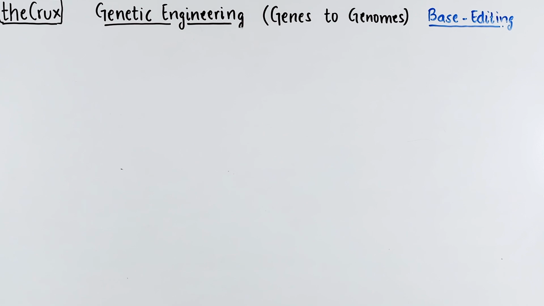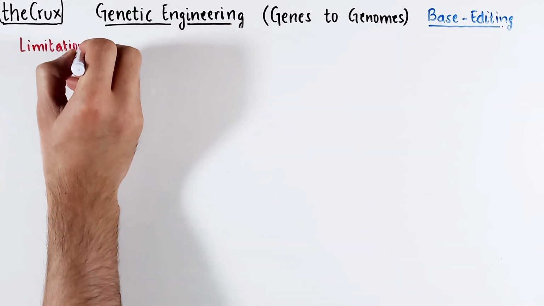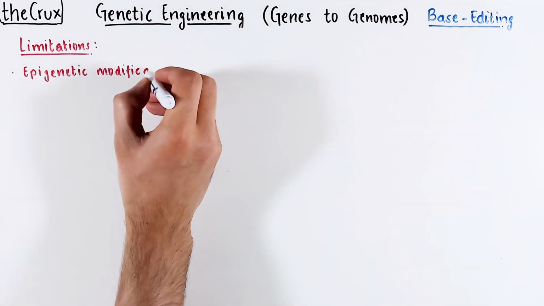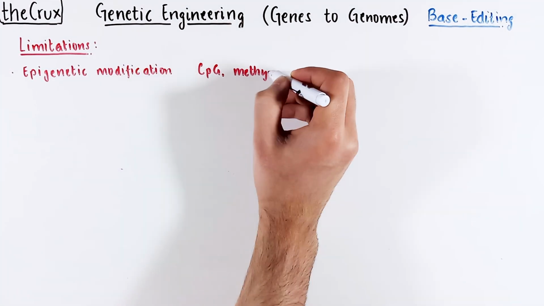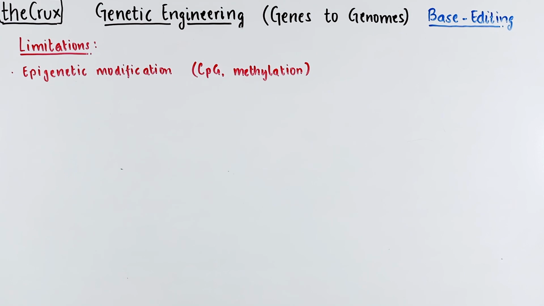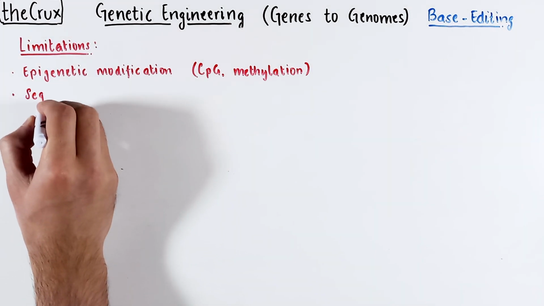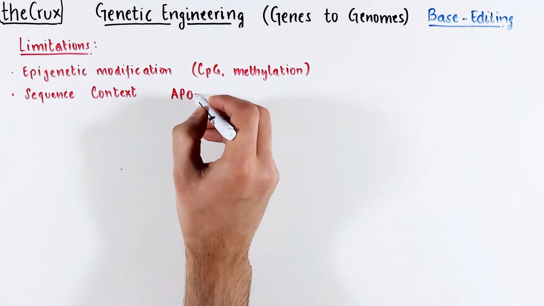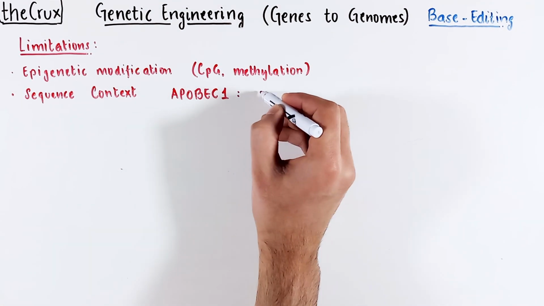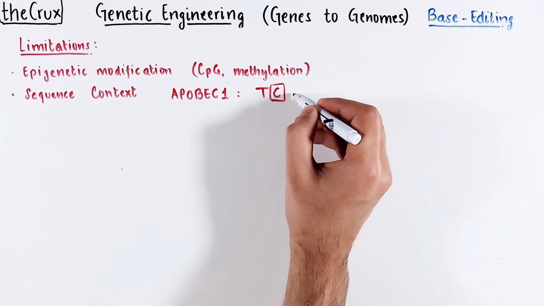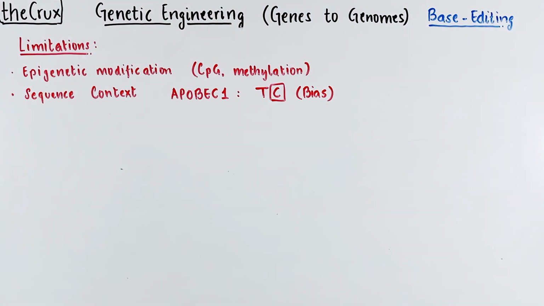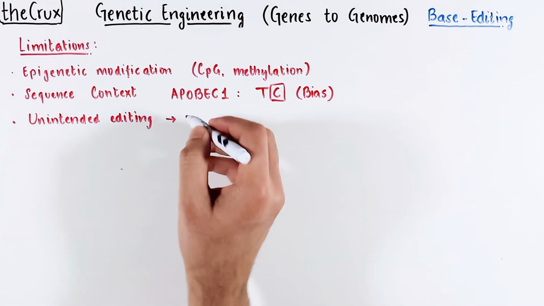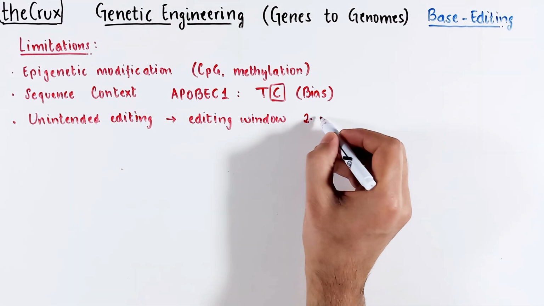All this sounds great, but there are some serious limitations to the current standards of base editing. Typically, epigenetic modification of bases, like methylation at CpG islands and other similar chemical modification, can reduce the efficiency of base editing. For CBEs, we know that there are some specific sequence biases in ApoBec1. Cytosines that are present next to a thymine are more likely to get edited than others. And hopefully you have noticed the concern regarding unintentional base editing given the multi-base long editing window.